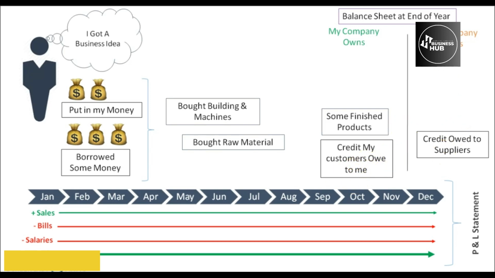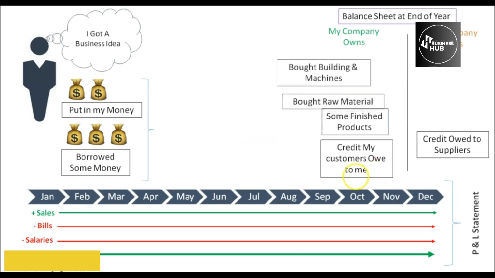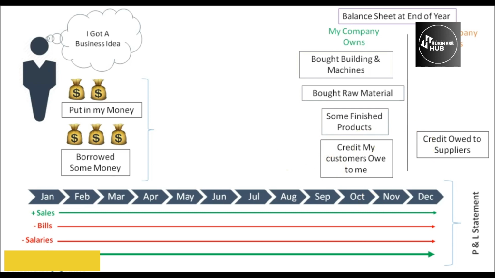So what you owe to others will be coming on the right side, and what others owe to you, that is what you own, will be coming on the left side. The building and machinery that you have purchased will be assets of the company, as well as the raw material. But will you be remaining with all the raw materials that you purchased at the beginning of the year? No, some of the raw material you would be consuming in making the products.